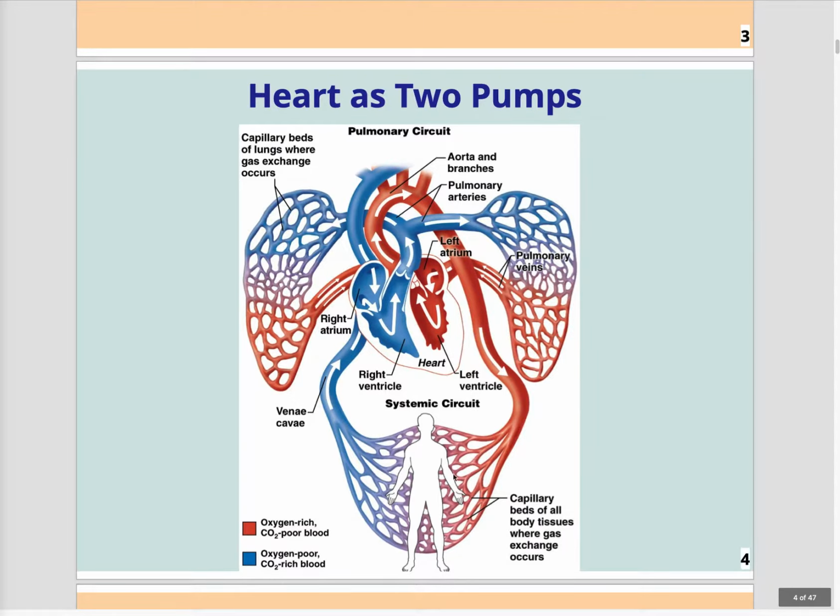At the systemic circuit, your tissues use up the oxygen and return this now oxygen poor but CO2 rich blood, which is then carried back to the right pump. So you can think of these two circuits as in series with one another.